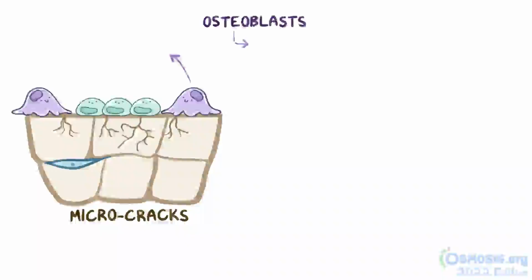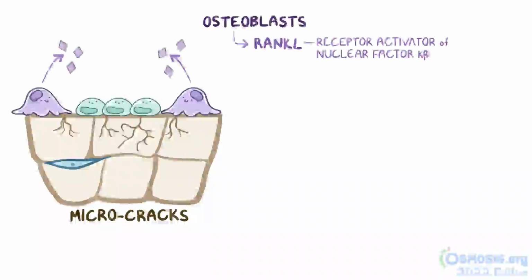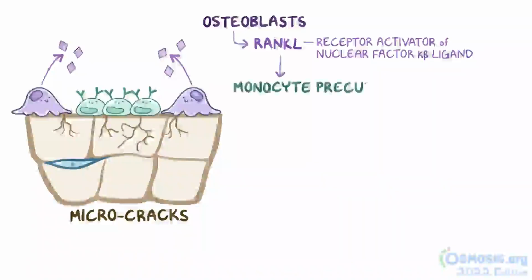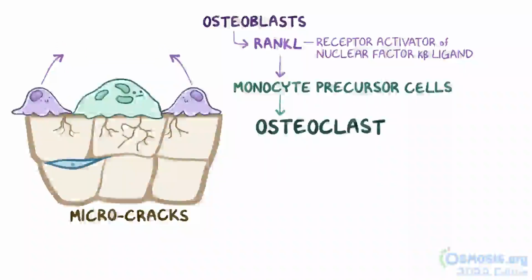Now, in bone remodeling, the process begins when osteoblasts sense microcracks at their location, like when your bones are bearing too much weight. The osteoblasts produce a substance called RANK-L, receptor activator of nuclear factor kappa beta ligand, which binds to RANK receptors on the surface of nearby monocyte precursor cells. RANK-L induces those monocyte precursor cells to fuse together to form a multinucleated osteoclast cell. RANK-L also helps the osteoclast mature and activate so that they can start resorbing bones.